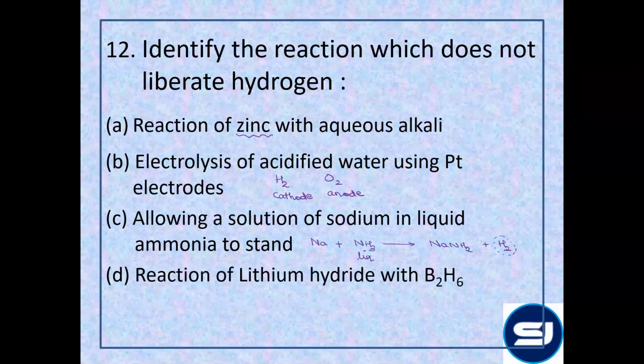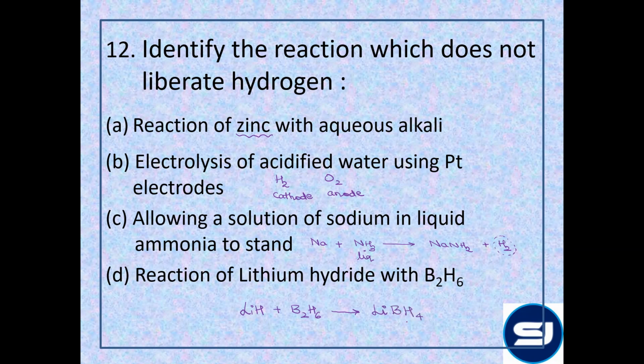And reaction of lithium hydride with B2H6 does not liberate hydrogen. This is the answer, because lithium hydride when it reacts with B2H6 converts it into a reducing agent, which is LiBH4. So this is a reaction wherein LiH and B2H6 combine and just form an adduct, that is, an addition product of LiBH4. That is, it does not liberate hydrogen.